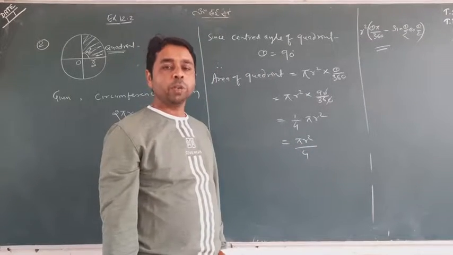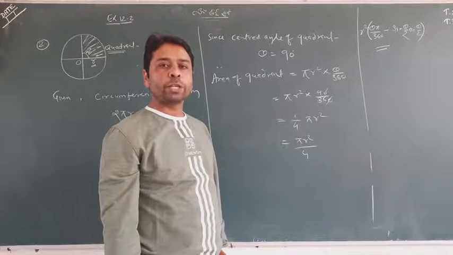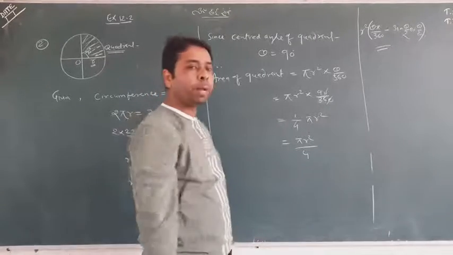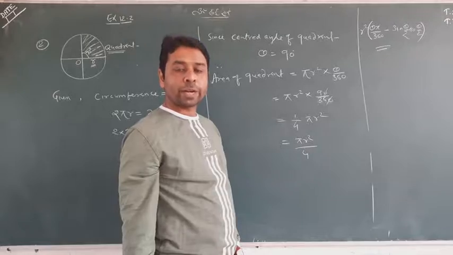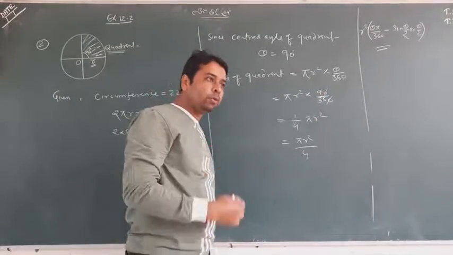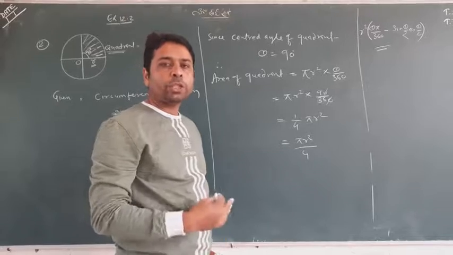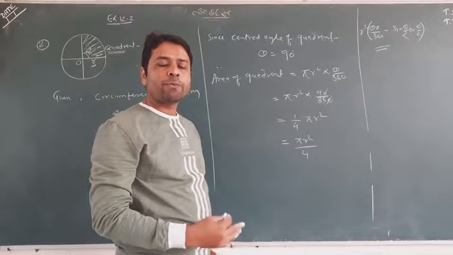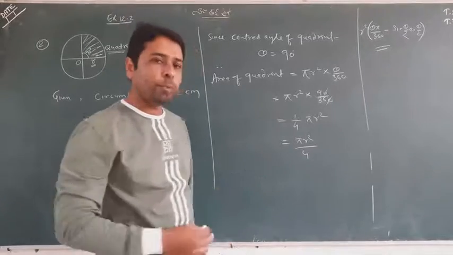So whenever you are told to find the area of a quadrant of a circle, you can use this formula, pi r square upon 4, directly without using the longer formula. So remember, from now onward, whenever any question comes for the area of a quadrant, use this formula. And now put the values.